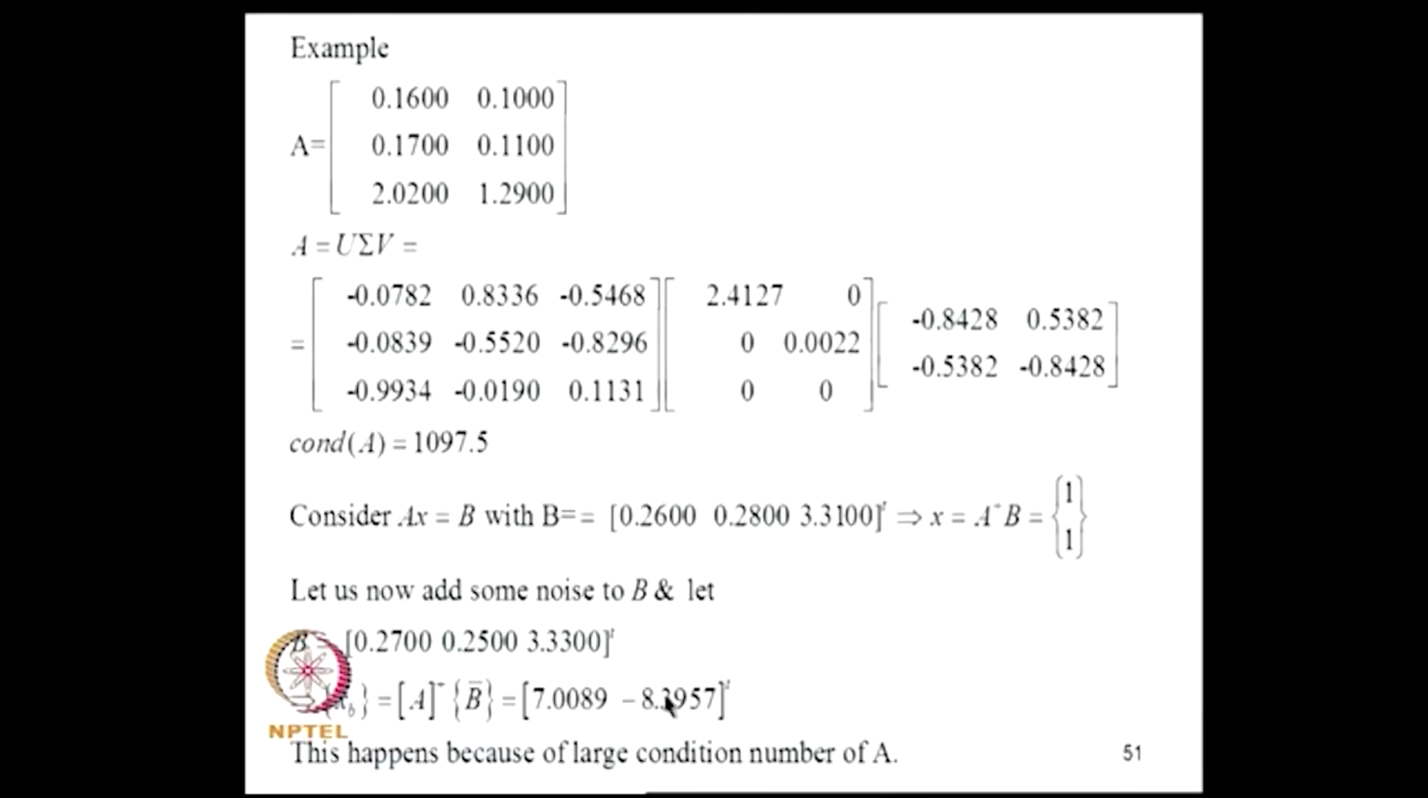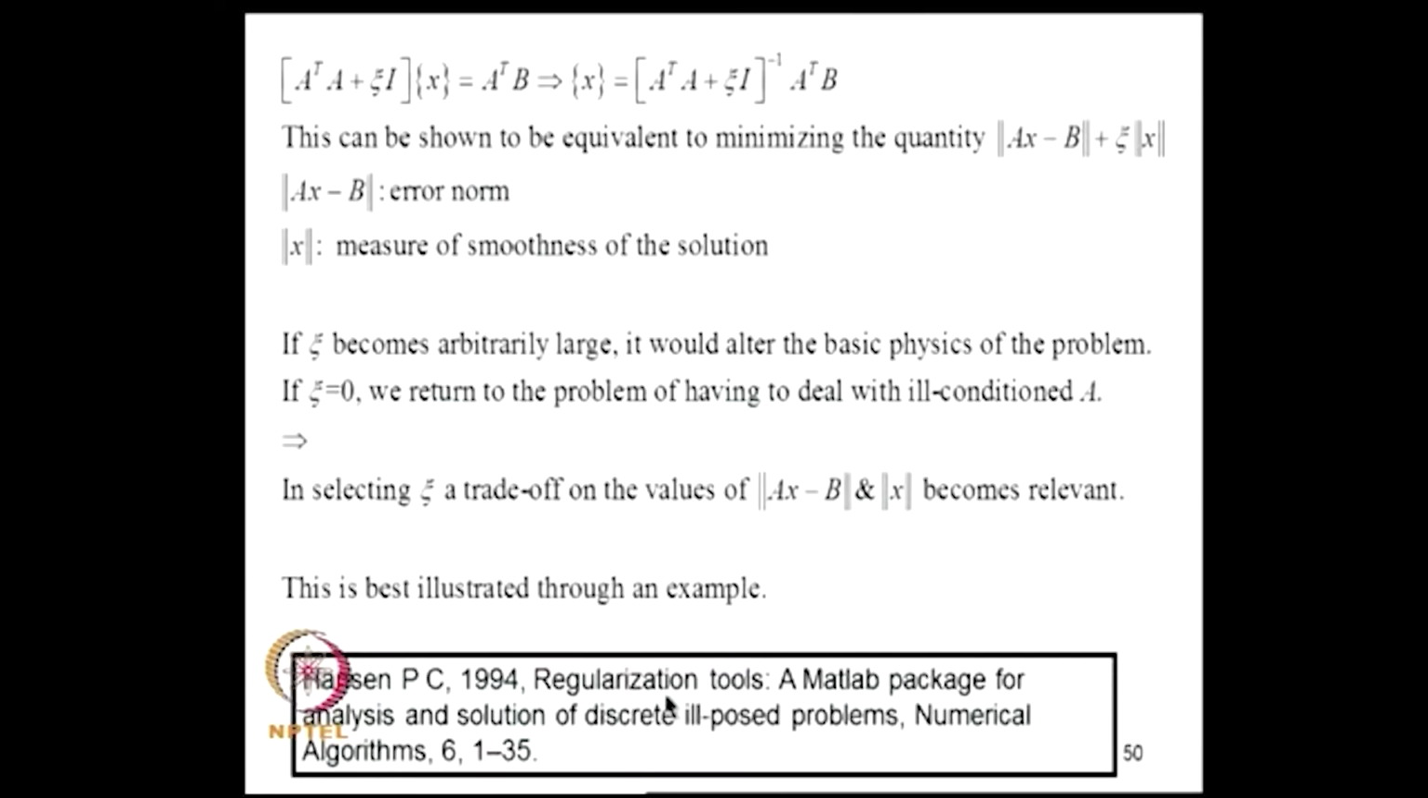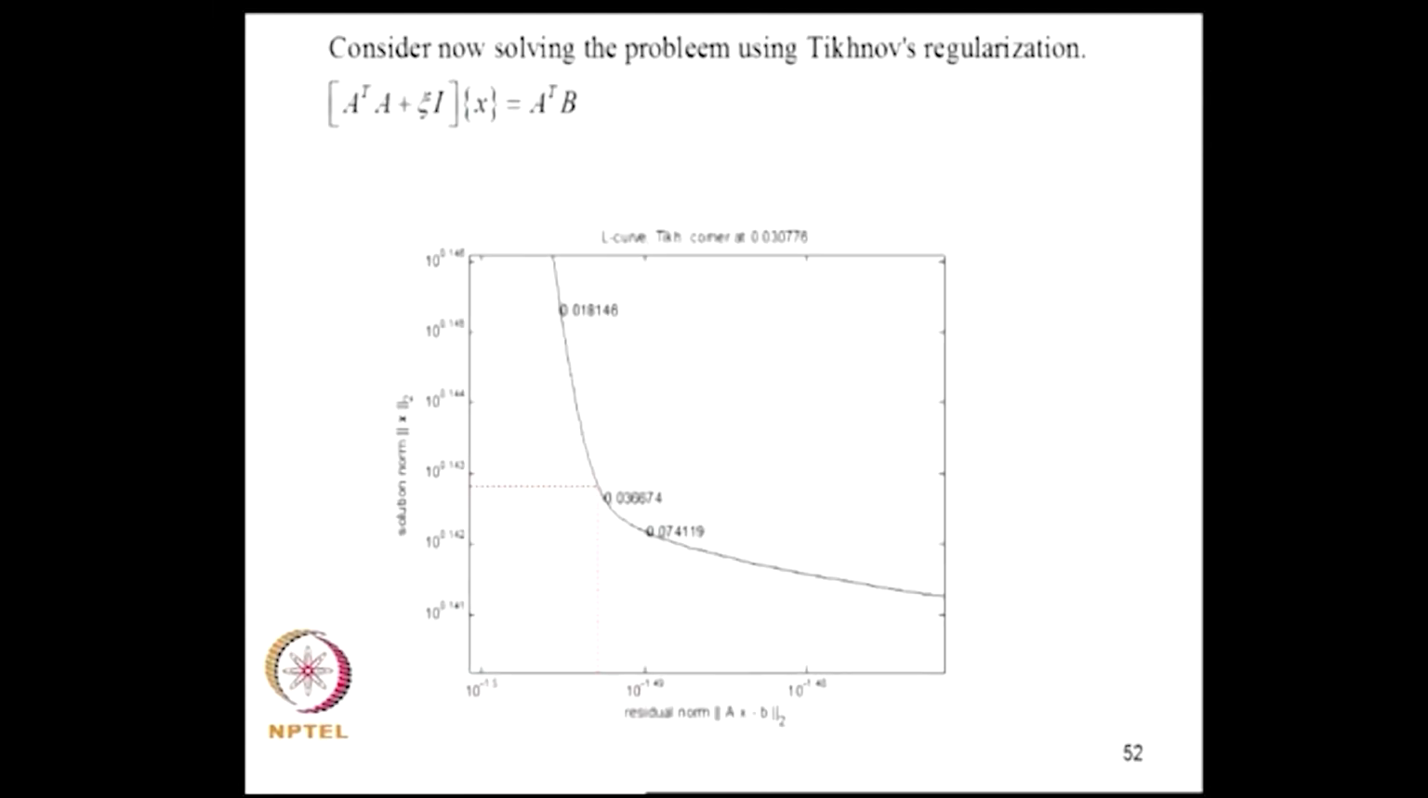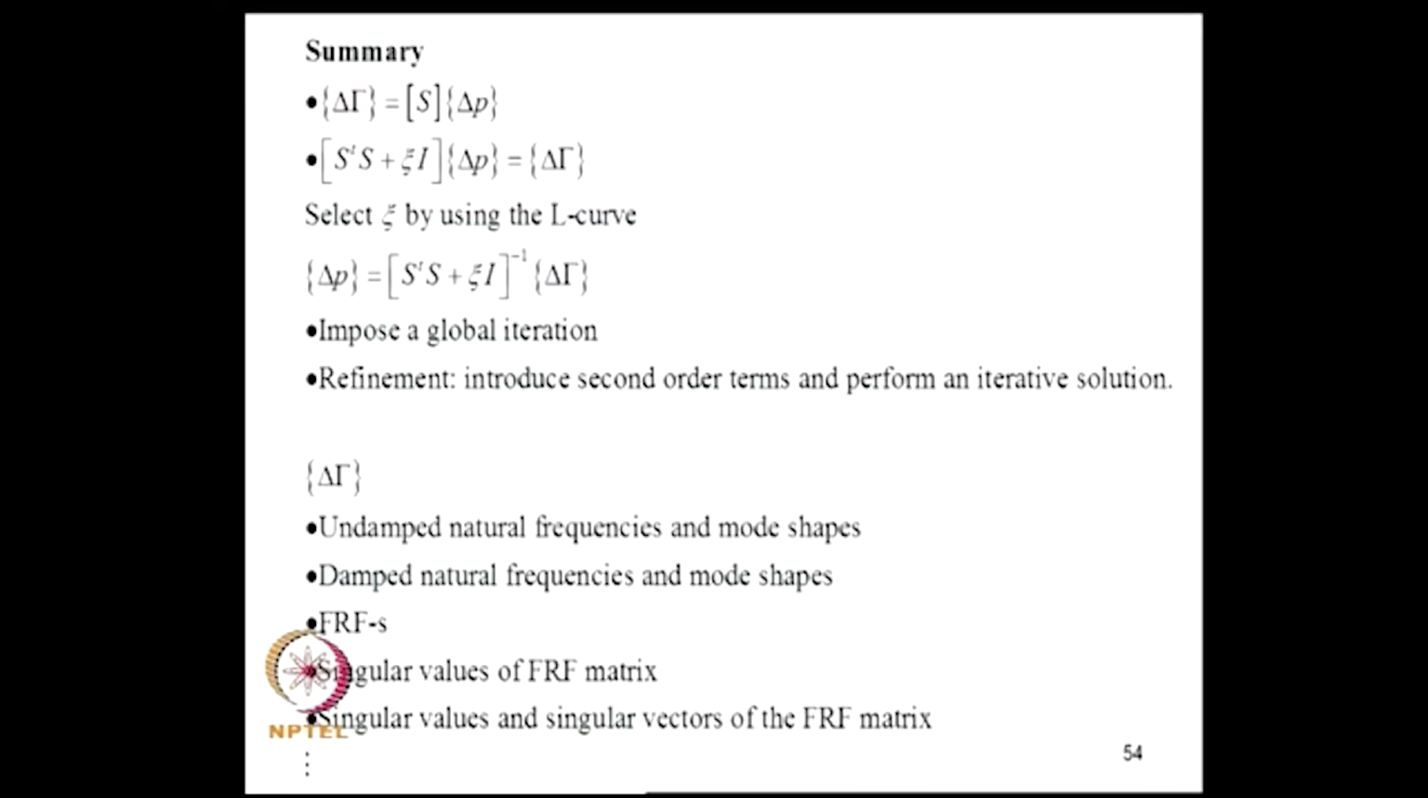So at every step where we are solving an over determined set of equations, we have to do a regularization; that is always helpful. In summary, the updating equations have this form: delta gamma is S into delta p, and we use regularization to find delta p, selecting xi by using the L curve approach. On this we will impose a global iteration.